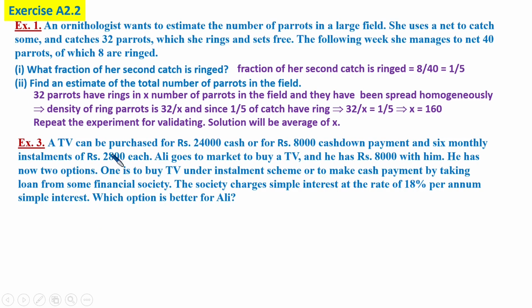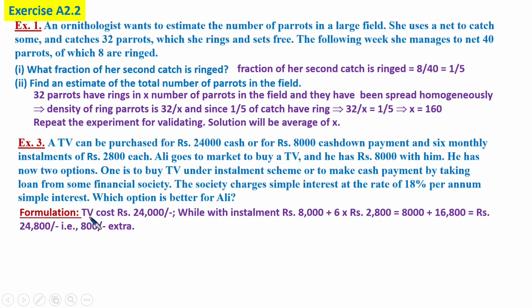So let us see, if he calculates this interest, how much interest is he paying to the shopkeeper instead of going to the bank. Let us calculate the interest. So here, this is the formulation. The TV costs rupees 24,000. While with installment, he has 8,000 and 6 installments of 2,800. He pays a total of 24,800. So that is 800 rupees extra. So what is the simple interest of this number?